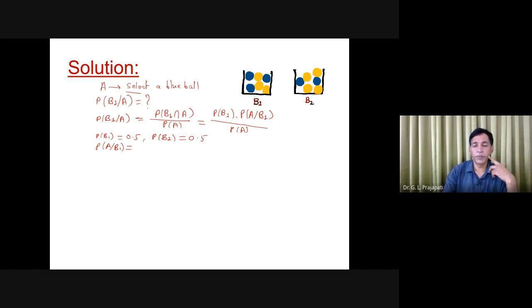If you are asking what is the probability that the ball is blue, given that it is coming from bucket B1, this is the sample space you have. How many blue balls are there? 3, and 3 yellow balls. So the probability for the blue balls given bucket 1 is 3 by 6. And what is the answer? Again, this is 0.5, or you can write it as a fraction, 1 by 2, if you want to compute easily.